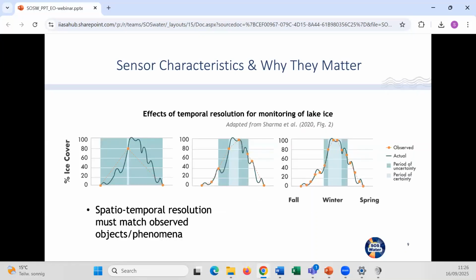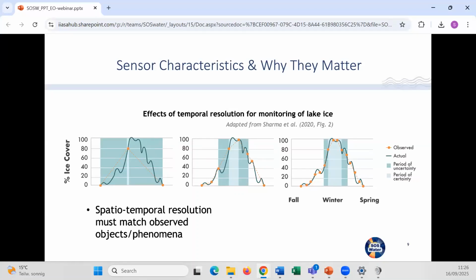So to illustrate how important this resolution aspect is, here is an example of lake ice. You can see we have a lake ice dynamic of a lake, with 0% being no ice and 100% being full ice coverage. If we start from the left with the low temporal coverage to the right with the high one, you can see that the first signal we get with the low resolution sensor doesn't even cover the full ice coverage of the lake.